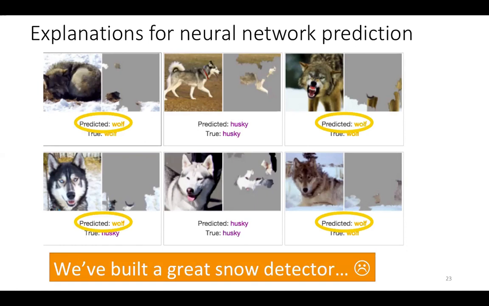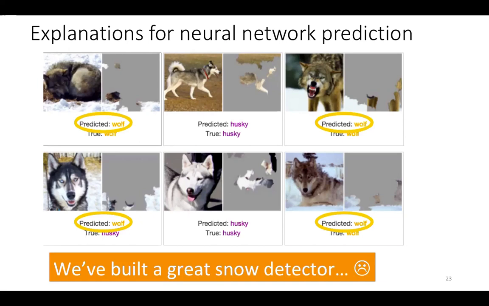So you have actually built a great snow detector. This neural network model has actually built a very good snow detector. And you become aware of this only when you generate the explanation. Vishal could manage to eyeball all of them and immediately give me the answer. But say there are thousands of such pictures and many such variations. It would not be easy to eyeball and generate predictions or explanations. So therefore, the utility of LIME.